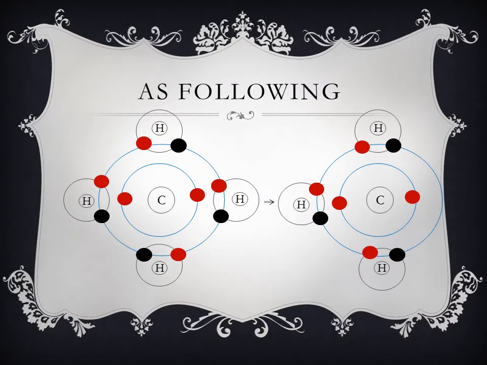As following, as you see there, look at the first molecule. It's methane. The carbon is attached with covalent bonds to 4 hydrogen atoms, and when it changes to alkyl, it loses 1 hydrogen atom and the carbon atom stays with 3 hydrogen atoms and changes to CH3, R.